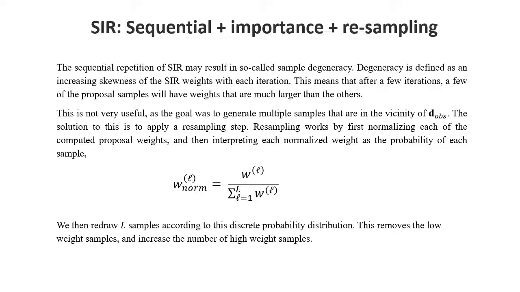So the sequential repetition of importance sampling would need to include a resampling step, and this is also called bootstrap filtering. The way the resampling works is that we first normalize the computed weights, and then we simply bootstrap based on the empirical distribution created with these normalized weights. Since each weight is associated with a model, in this bootstrap we're essentially resampling models according to this distribution. This will tend to remove the low weight samples and increase the high weight samples in our pool.